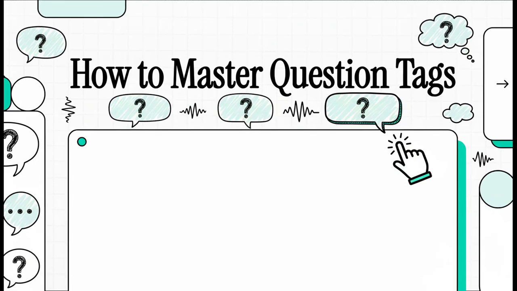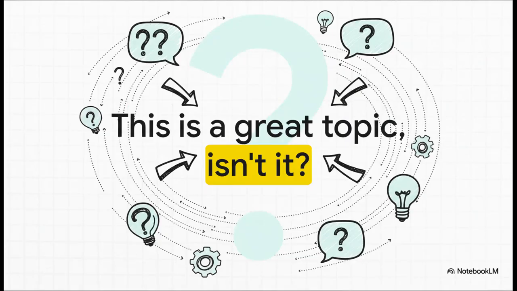There's this one tiny piece of English grammar that can make you sound so much more natural almost instantly. It's called a question tag, and today we are absolutely going to master it. See what I did there? That little phrase at the end, isn't it?